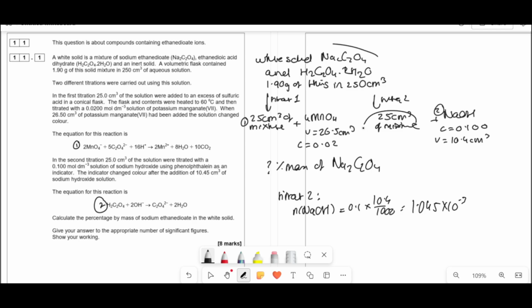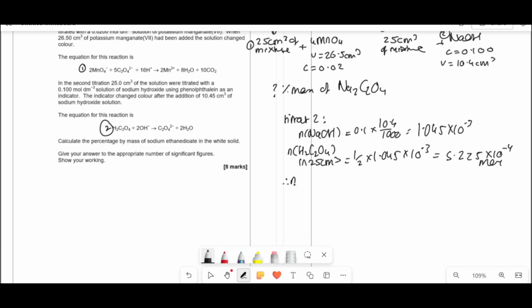A 2-to-1 ratio of whatever's in this mixture, but the only thing in the mixture is this stuff reacting from that equation. So that means the moles of the H2C2O4 in 25 centimeters cubed, because it's in this sample, equals a half times 1.045 times 10 to the minus 3, which is going to be 5.225 times 10 to the minus 4 moles, right?